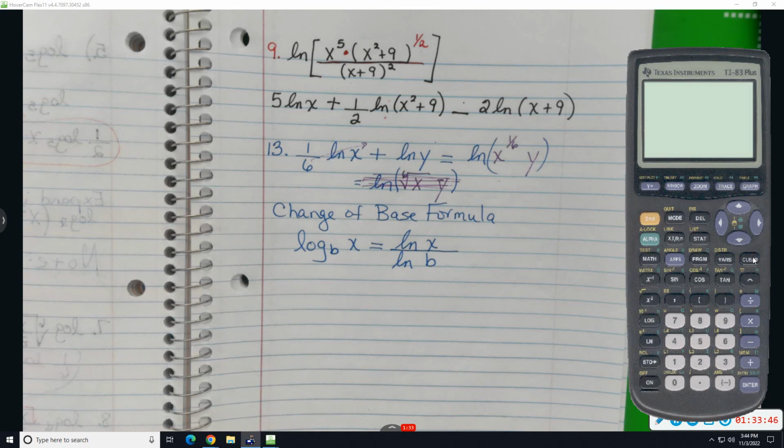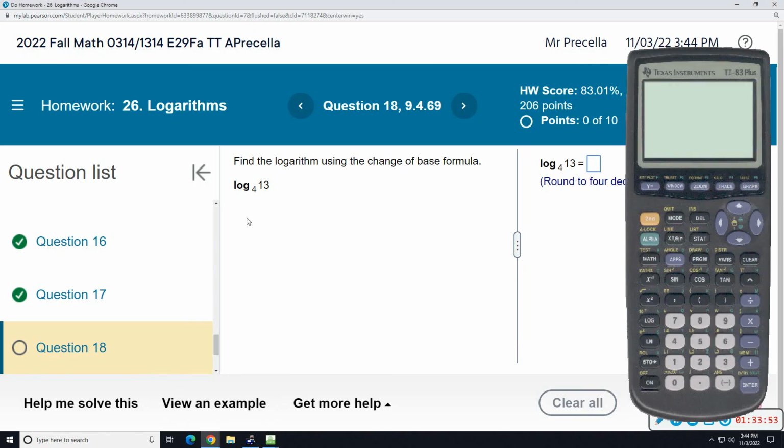And so you think, oh wow, it's gotten hard. No, it isn't. Okay. Write the problem down, Tony. I haven't written down the problem. I told you, write it down. This is number 18. Log base 4 of 13.